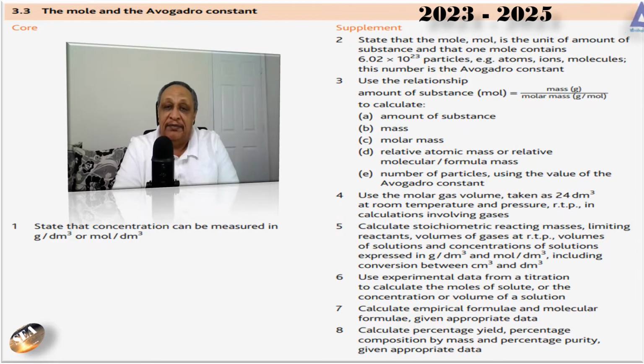Bismillahir Rahmanir Rahim. This is our 12th episode. It's going to be about the limiting reactants.